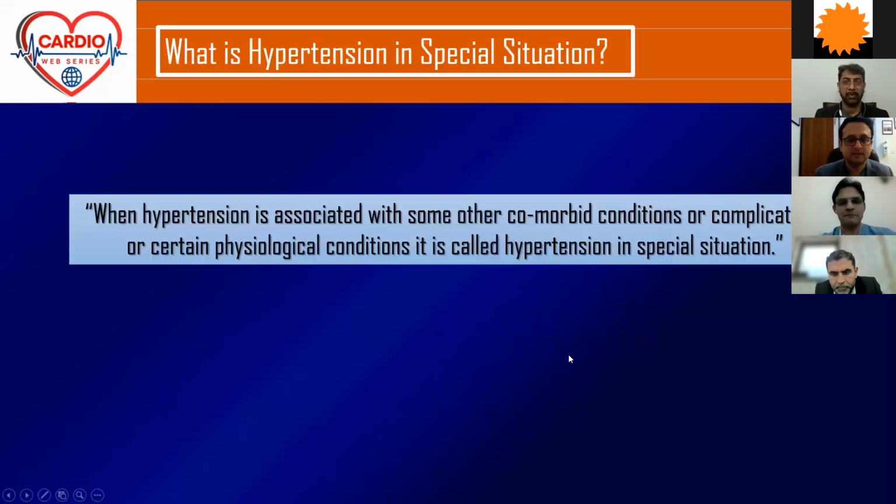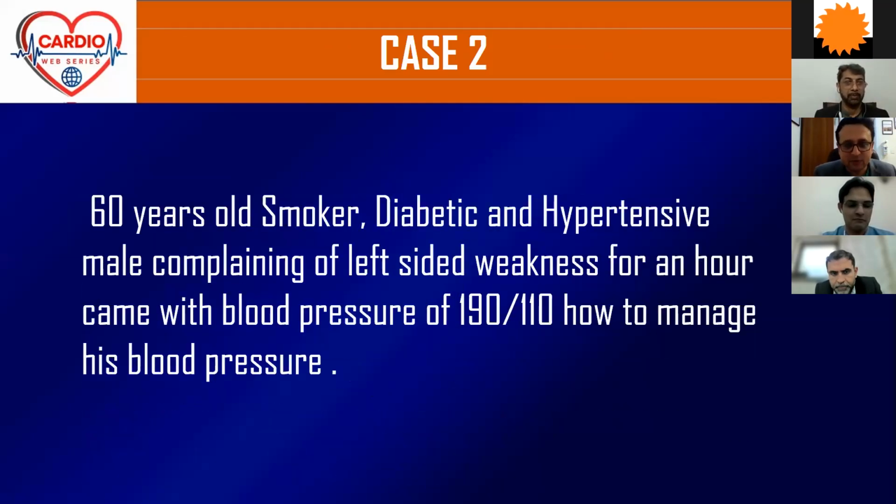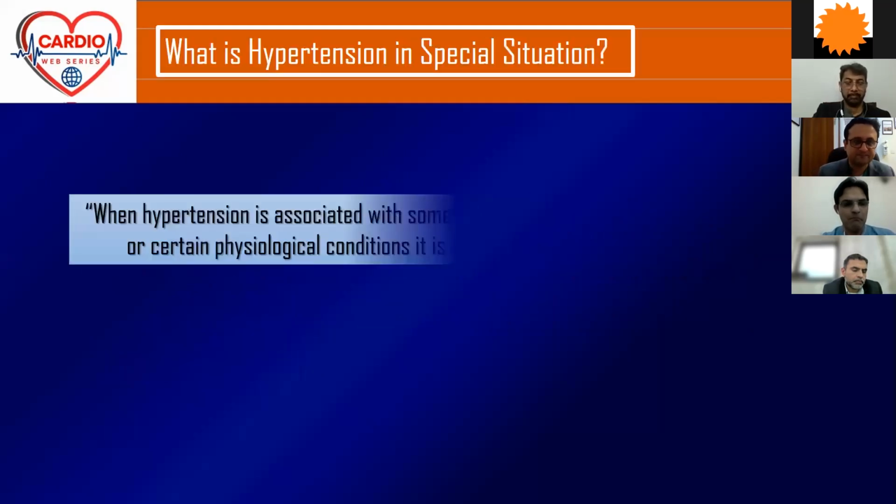The second case is more aligned with my talk. I'm just going to present the case and then we'll discuss it probably at the end. It's a 60-year-old smoker, diabetic and hypertensive patient who is complaining of left side weakness for about an hour. Came with a blood pressure of 190 by 110 on presentation. And probably this is something that we all face at least on a weekly basis in our ER, and we need to know how to manage this blood pressure.